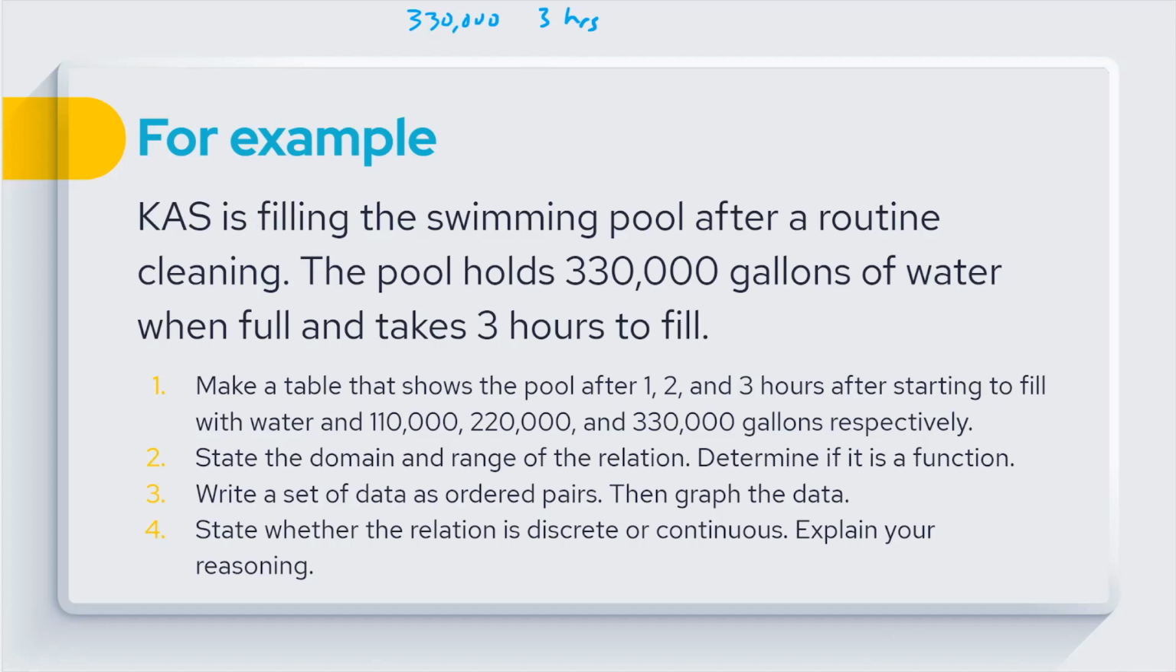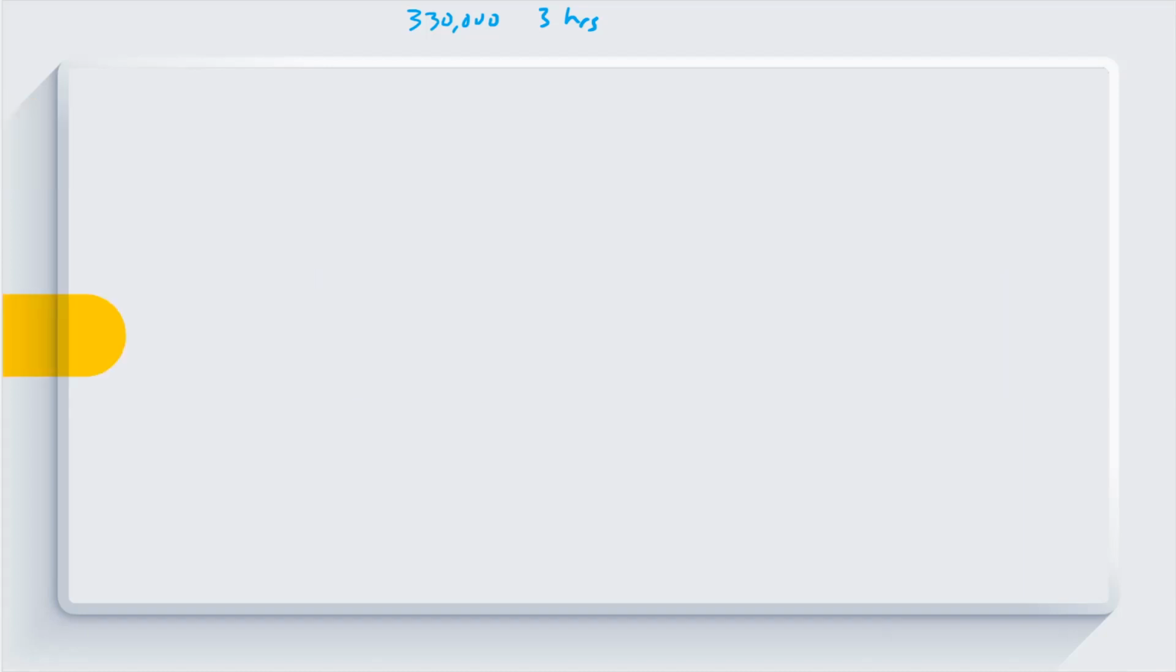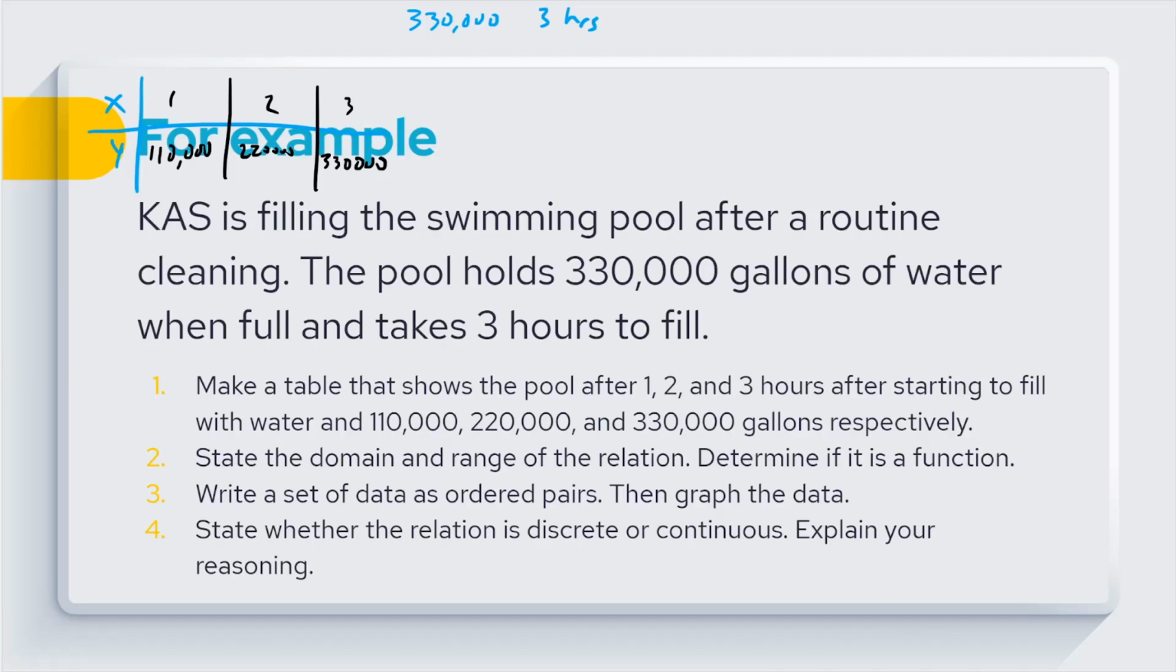I need a blank page. Here we go. Okay, so first we're going to make a table. Should I change the colors up? Yeah, let's change it up. After 1 hour, it's 110,000. After 2 hours, 220,000. After 3 hours, 330,000. Is this a function? It sure is. What's the next question again here? Is it make a graph? Ordered pair? State the domain and range.